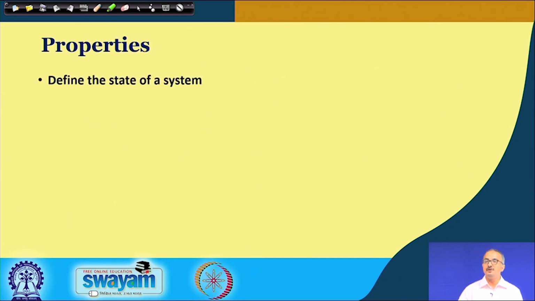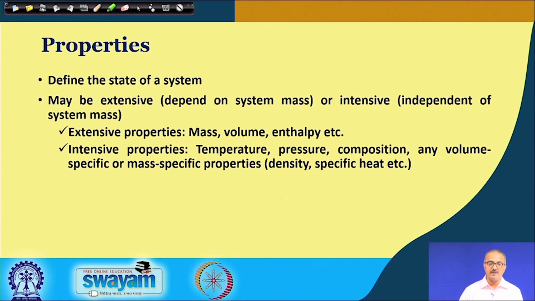Now, let us come to the property. What do we mean by property? We know that properties define a particular system. So, those variables which define the system are the properties. Okay. Now, these properties may be extensive or intensive. Extensive means these properties depend on the mass or amount of the particular system, whereas intensive properties do not depend on the amount of the system.